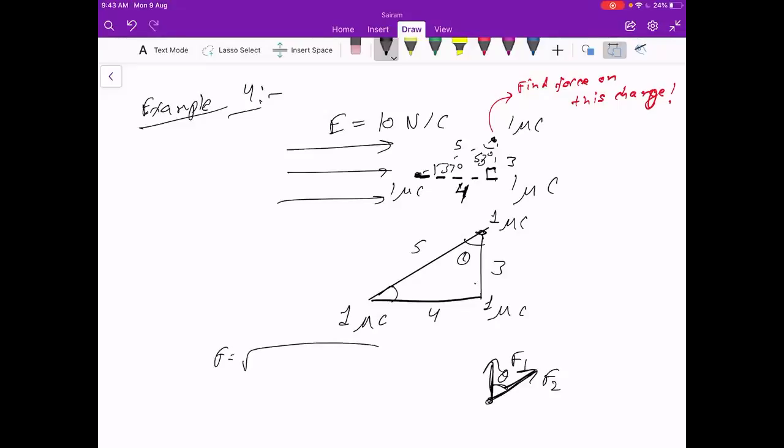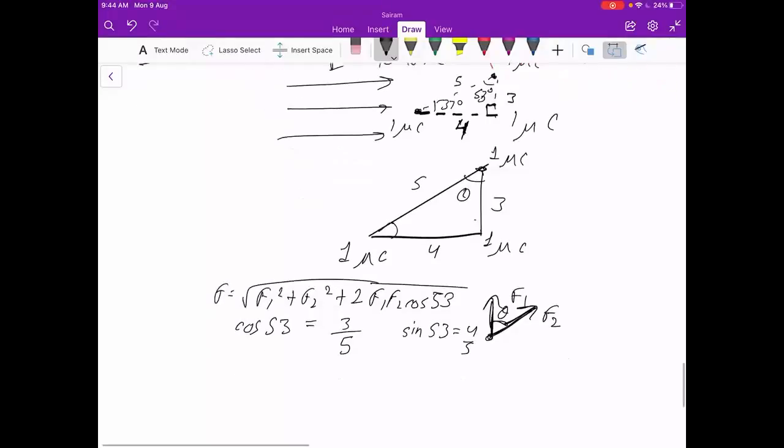F equal to root of F1 square plus F2 square plus 2 F1 F2 cos 53. And cos 53 is nothing but the simplest of values, 3 by 5. Sine 53 is how much? 4 by 5. And the reverse is true. Cos 37 is equal to 4 by 5, whereas sine 37 is 3 by 5. So we are interested in this value currently. You can take a look at this, apply this here. Tell me the answer, my friend.